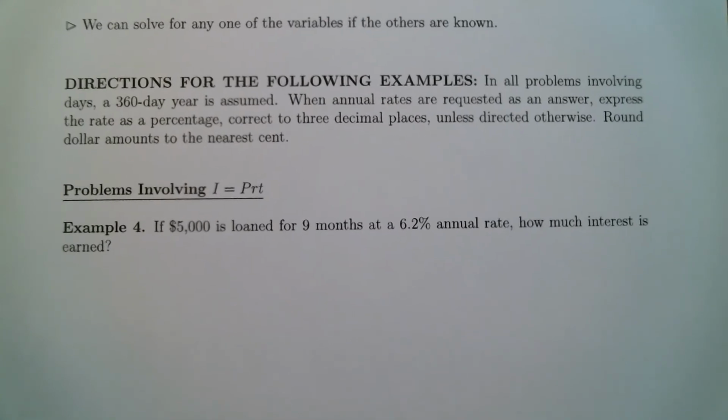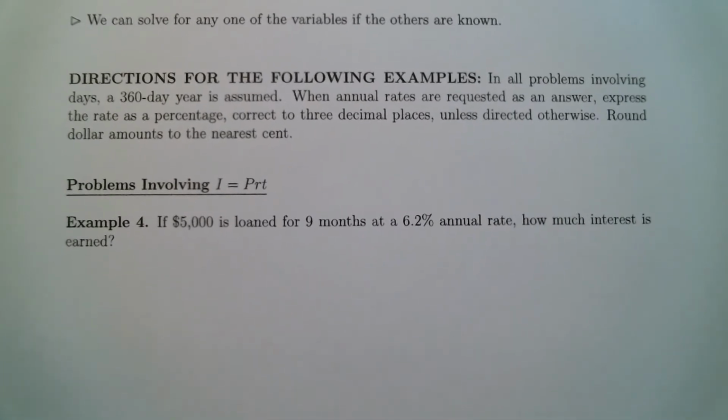In this first set of problems, examples 4 and 5, we're told to use the formula I equals PRT. Let me just make a statement before we do these simple interest problems. I told you that when you take a test on this material, you're going to have a bunch of word problems all mixed up. You've got to figure out what situation is which. So how do you know that the problem you're looking at is going to involve simple interest?